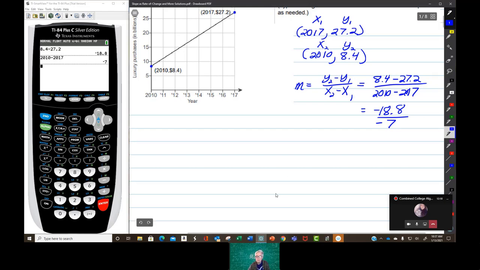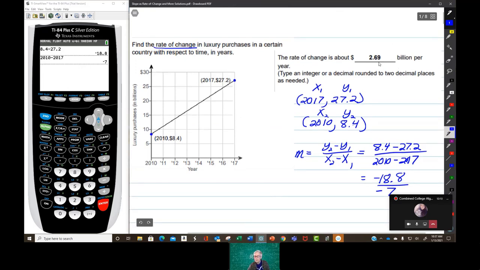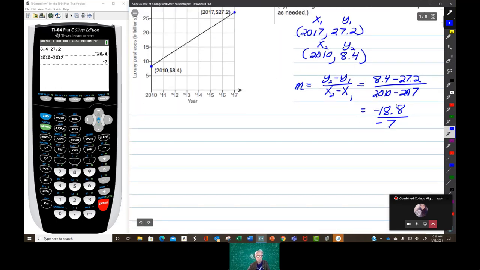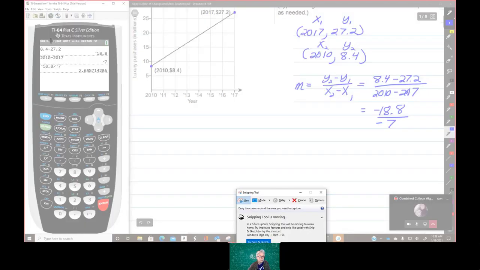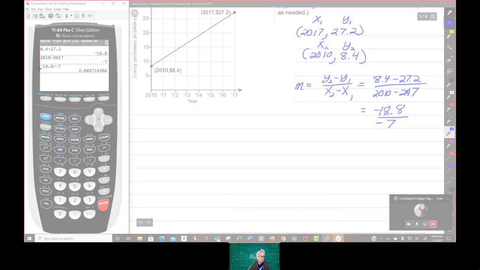And let's look and see what they want for an answer. The rate of change is about 2.69 billion per year. Type an integer or a decimal rounded to two decimal places as needed. Okay, now I know. So I'm going to take negative 18.8 and divide it by negative 7. Of course, the negatives cancel out. And I am left with this number right here. So let me move that over here, just so the figures will be there when you look at the notes.